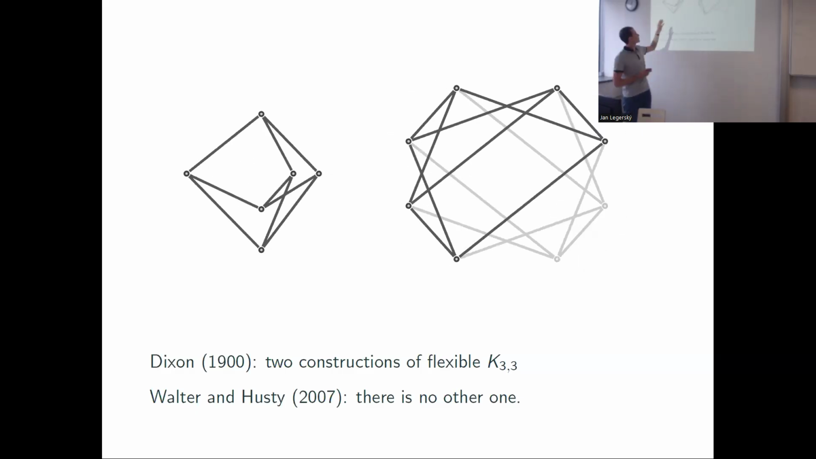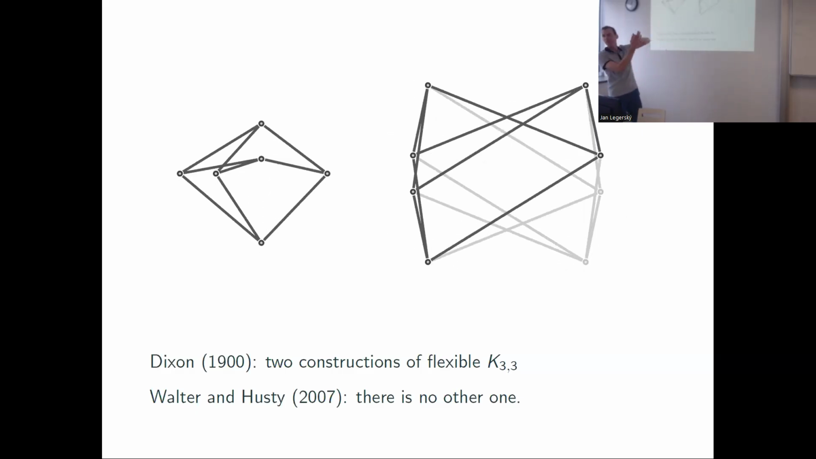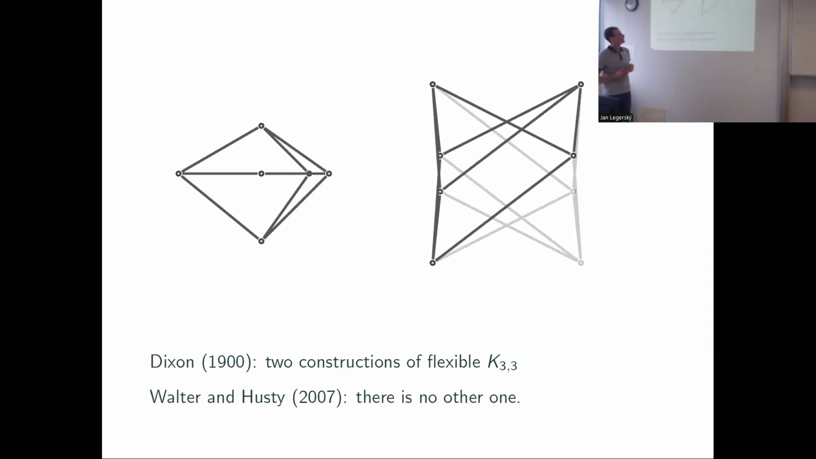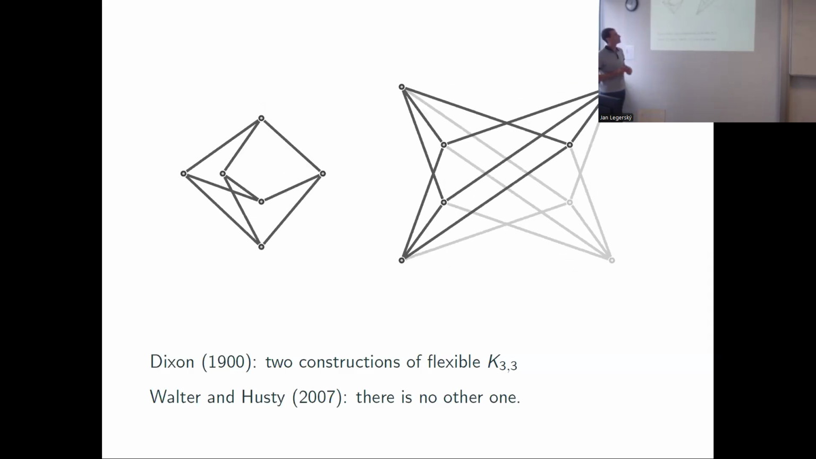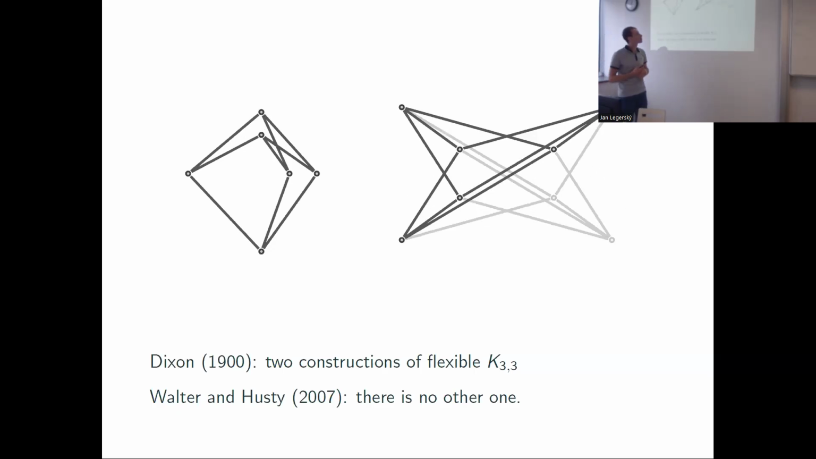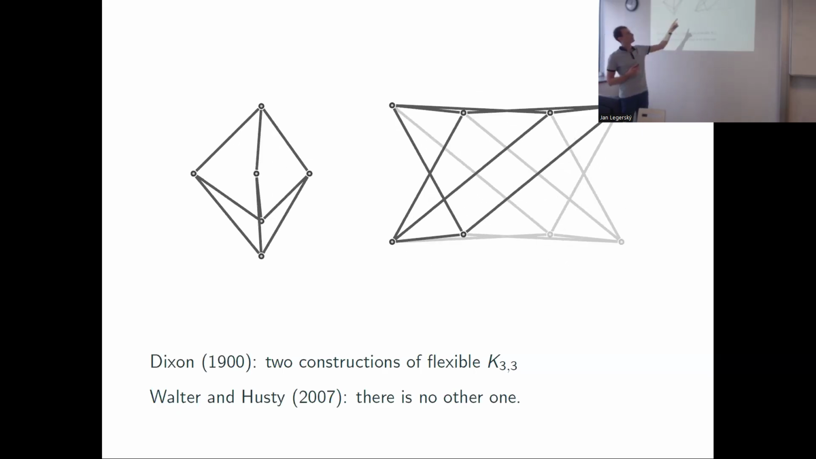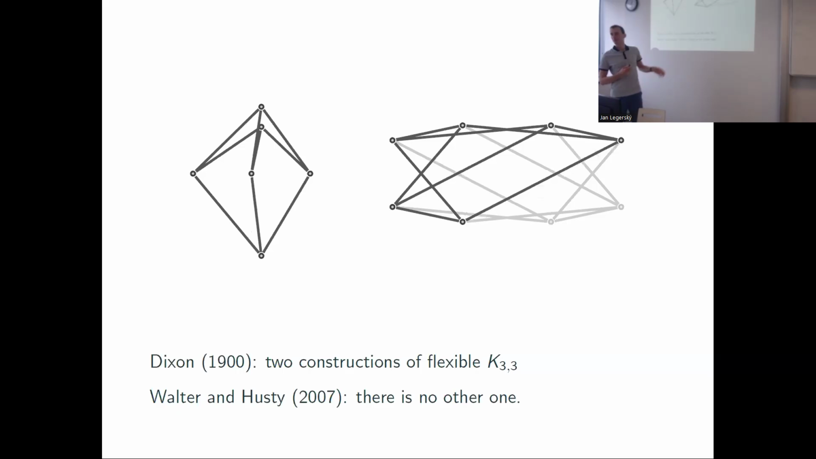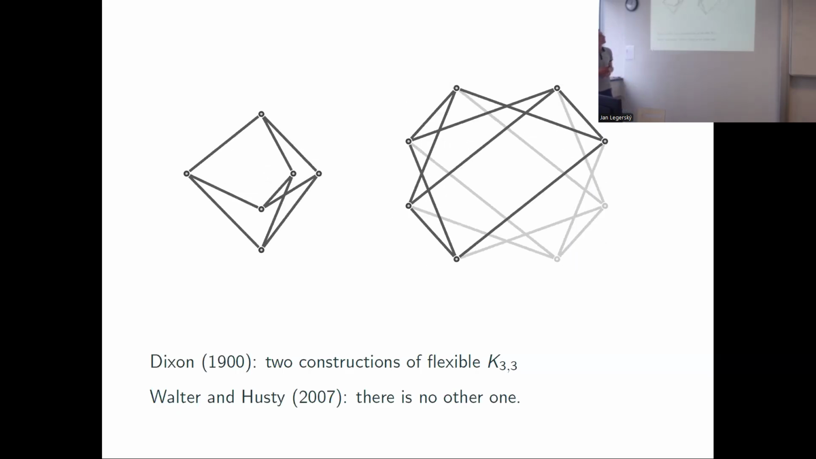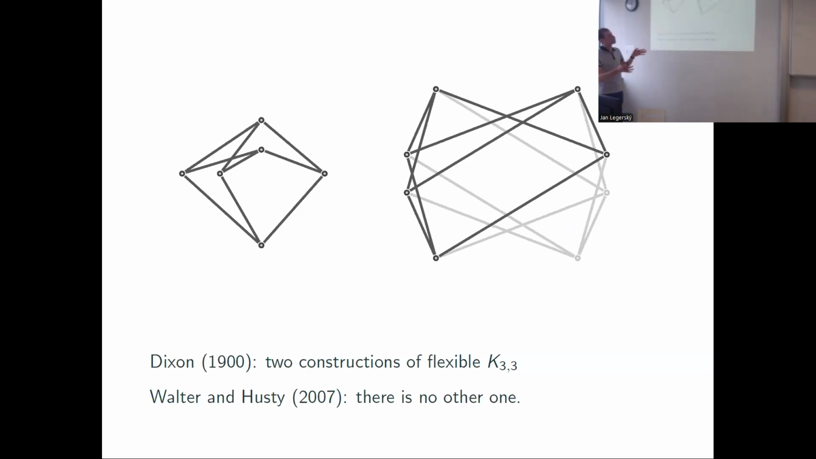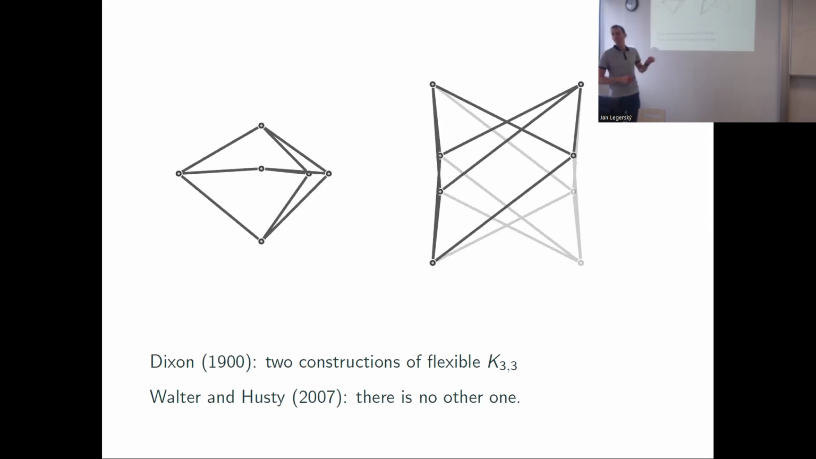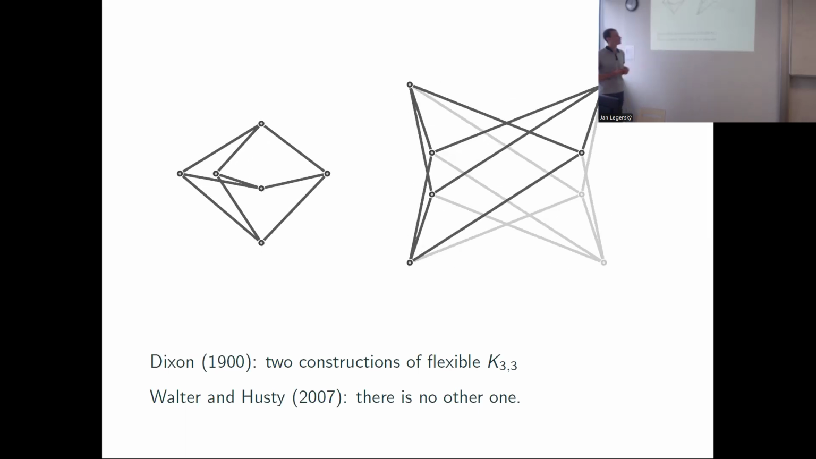You have two orthogonal lines, and you put the vertices on these two orthogonal lines, and then you place the edges to get the complete bipartite graph. The other one is coming from K44, the complete bipartite graph on 4 and 4 vertices. You take the symmetric realization, you forget some of the vertices, and you get another flexible realization of K33.